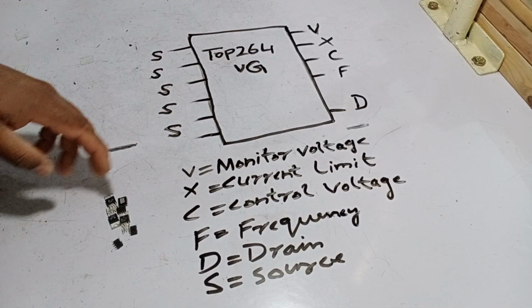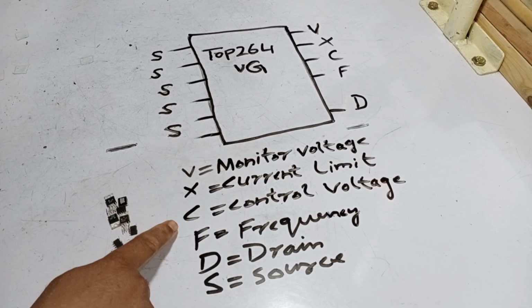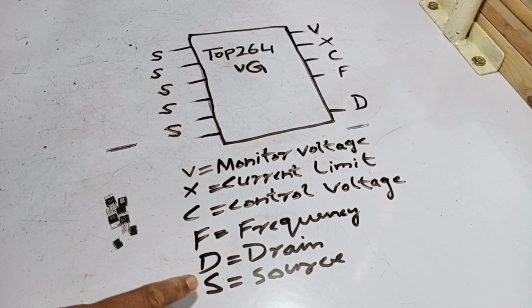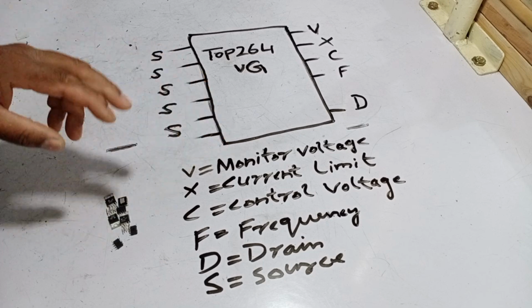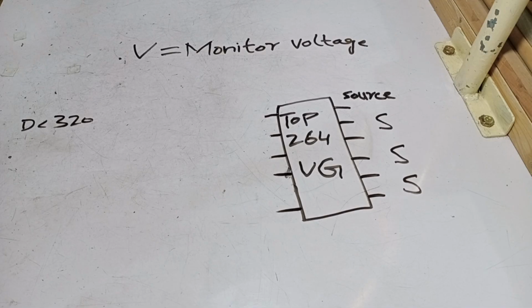Here's a summary of the key points. V, these are the monitor voltages. X, these represent the current limit. C, these are the control voltages. F, this indicates the frequency. D, this is the drain. S, this is the source. All these elements are utilized in the operation of this IC. Here, we will understand how to achieve the necessary points and adjust the circuit accordingly.